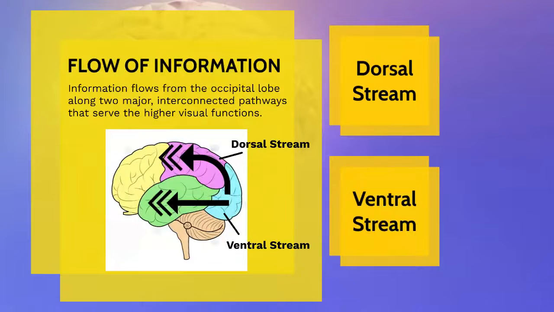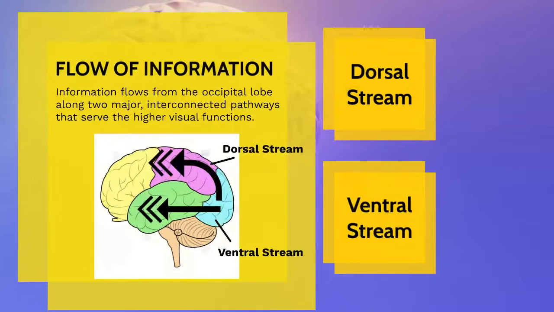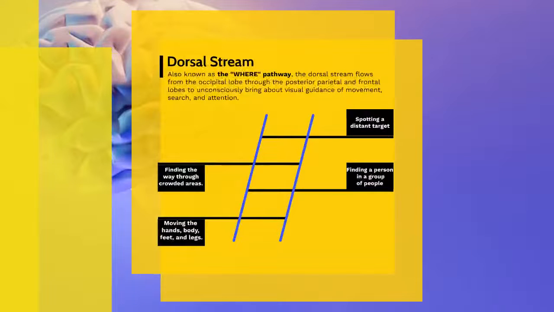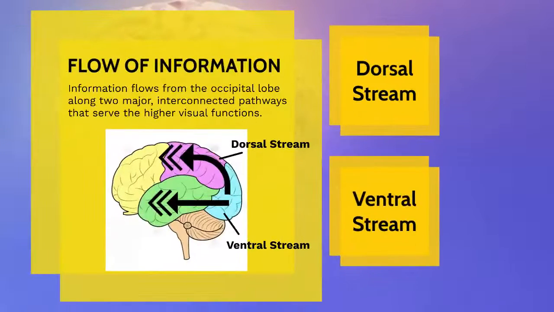The flow of information. Information flows from the occipital lobe along two major interconnected pathways that serve the higher visual functions, the dorsal stream and the ventral stream. The dorsal stream, also known as the Where pathway. The dorsal stream flows from the occipital lobe through the posterior parietal and frontal lobes to unconsciously bring about visual guidance of movement, search, and attention. This allows us to move the hands, body, feet, and legs, find our way through crowded areas, find a person in a large group of people, or spot a distant target.